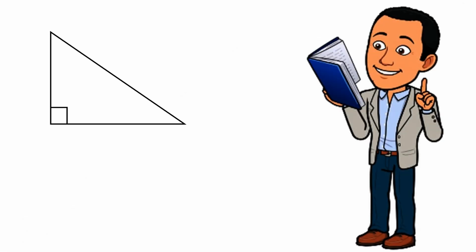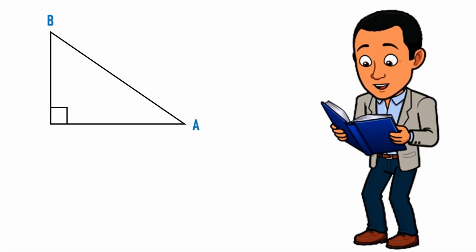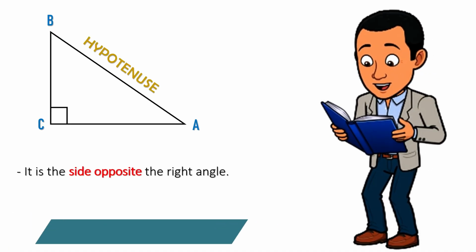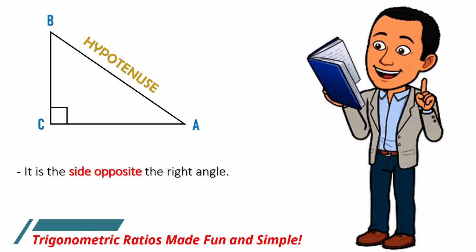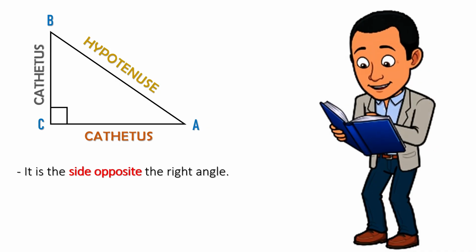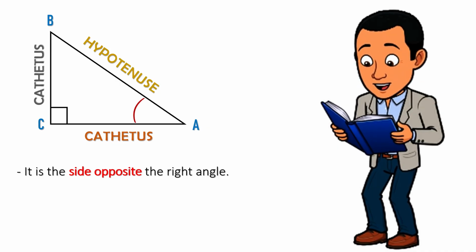To begin with the video, we will recall that in a right triangle, we have the hypotenuse, which is defined as the side opposite the right angle or the side with the greatest length, and the other two sides are the cathetus. We have the acute angle at vertex A, which we will identify as alpha.